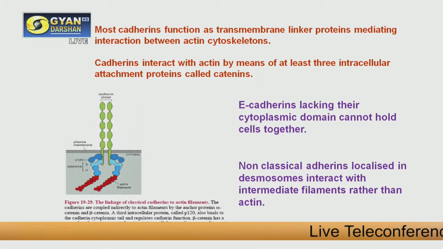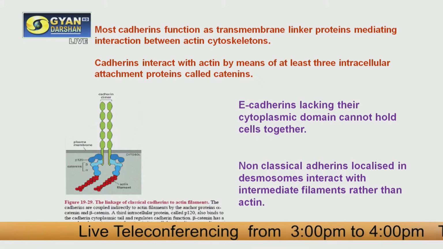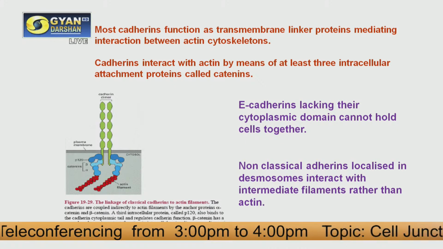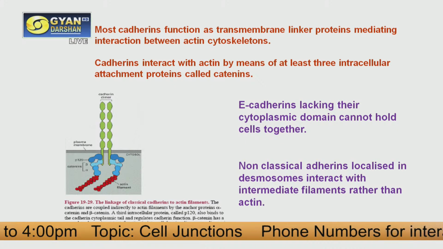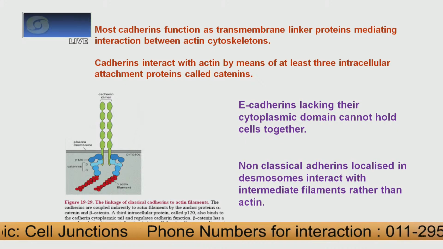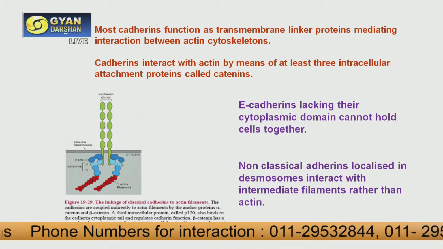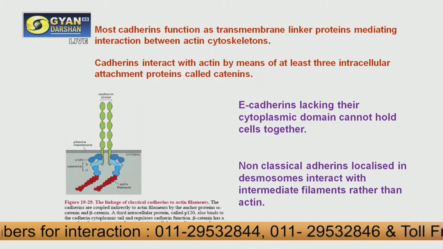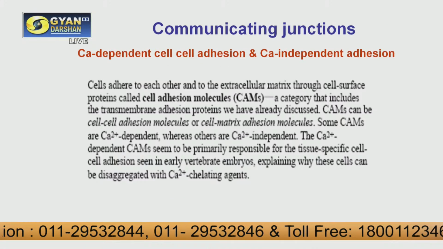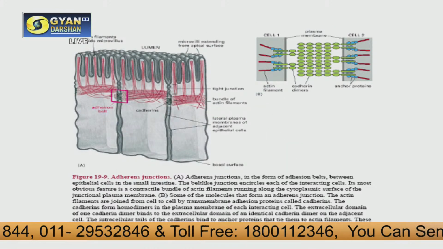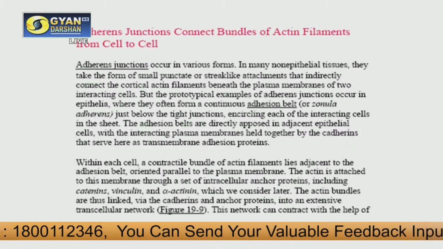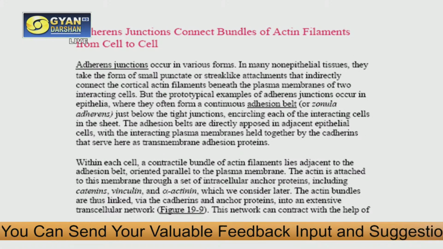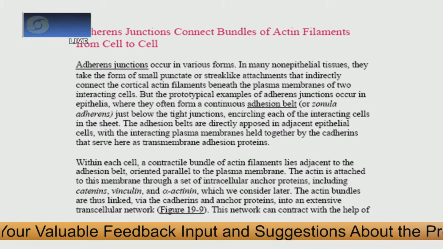So E-cadherins which lack their cytoplasmic domain also cannot hold the cells together. I hope you understand the structure of the cadherin and how each of these domains or portions helps in attachment. And the region where these cadherins are located, we call the adherens junction, which forms a kind of belt-like structure called the adhesion belt.